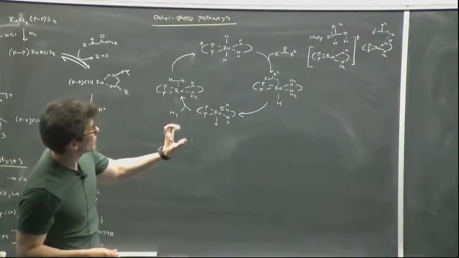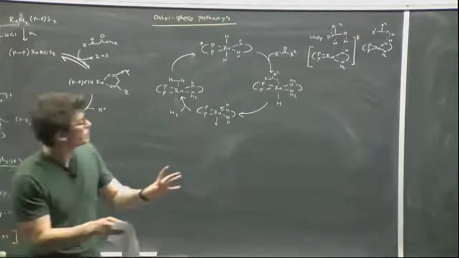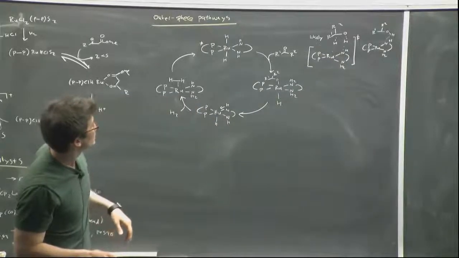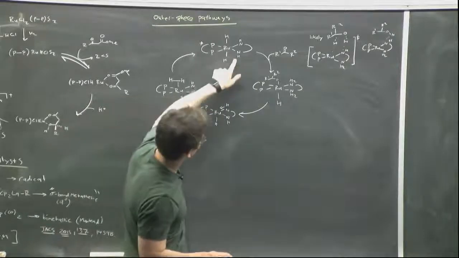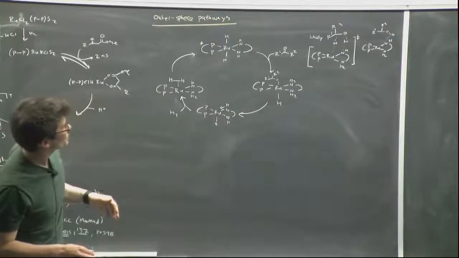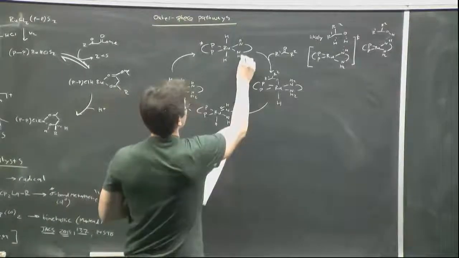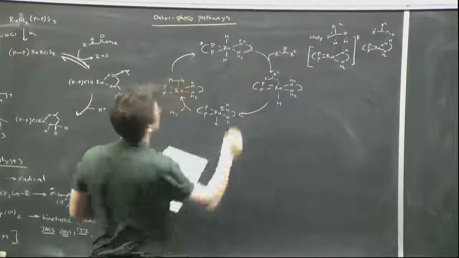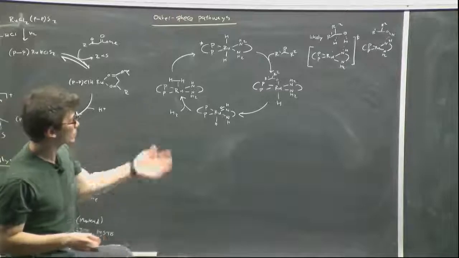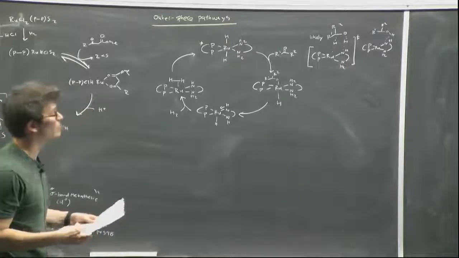And so the key point here is that you can get this concerted delivery of two hydrogen atoms across the alkene, and the step I've drawn here is going from here to here. So hopefully it's obvious this is a very different sort of transition state situation than the other examples that we've covered.